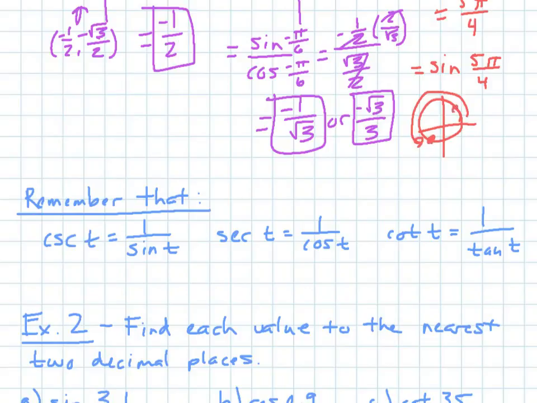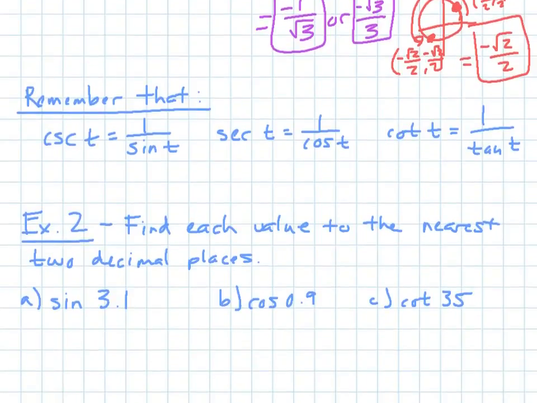So remember, the value in the first quadrant is square root of 2 over 2, square root of 2 over 2. So for that point, since you're in the third, both of them are going to be negative. So now since I'm just looking for sine, I want the y value, so it's negative square root of 2 over 2. Okay? And those would be my answers for that.